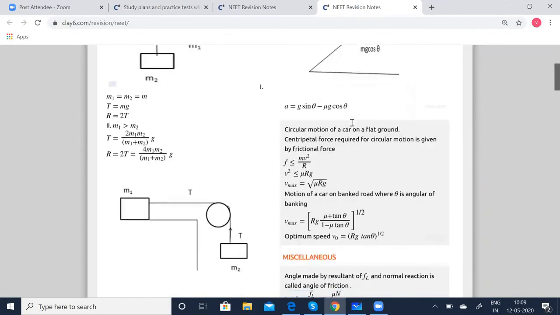Now coming to the centripetal force. Whenever we talk about circular motion, you can call it an accelerated motion because the velocity keeps on changing every time. There are two types of forces which act here: the centripetal force and the centrifugal force. The centripetal force always acts towards the center, and the centrifugal force is always away from the center. Centripetal force is the force required to move the object uniformly in a circle. So this is very, very important.